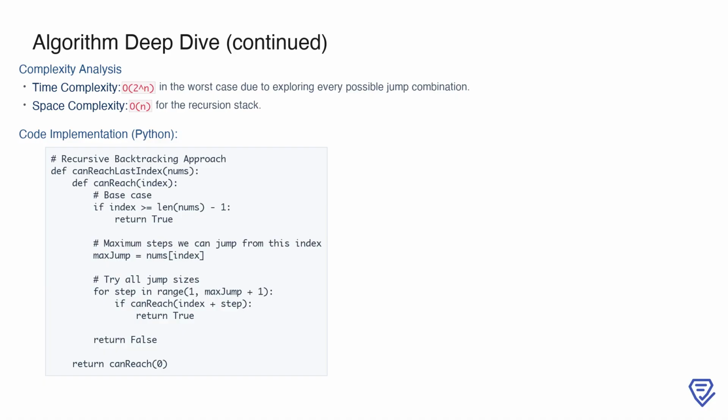Here's a Python implementation of this approach. We define a helper function, canReach(index), that handles the recursive logic. It first checks the base case, whether the current index is at or beyond the last index. If not, it calculates the maximum jump length at the current position and iteratively tries all steps within that range. If any step leads to success, the function returns true. Otherwise, it returns false after exhausting all options. The main function, canReachLastIndex(nums), simply calls this helper starting at index 0.